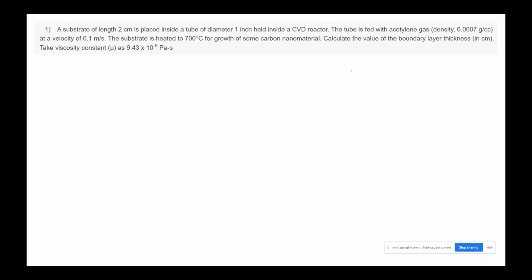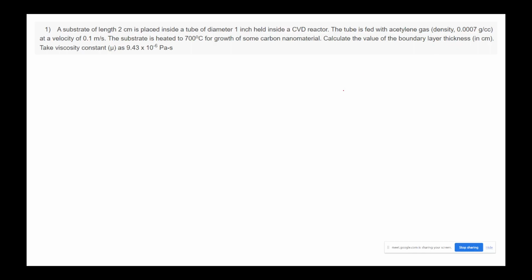So this is a numerical question. I will give you some hint, and probably I will ask you in the next class. A substrate of length 2 centimeter is placed inside a tube of diameter 1 inch held inside a CVD reactor. The tube is fed with acetylene gas at a velocity of 0.1 meters per second. The substrate is heated to 700 and growth of some carbon nanomaterial takes place. Calculate the value of boundary layer thickness.